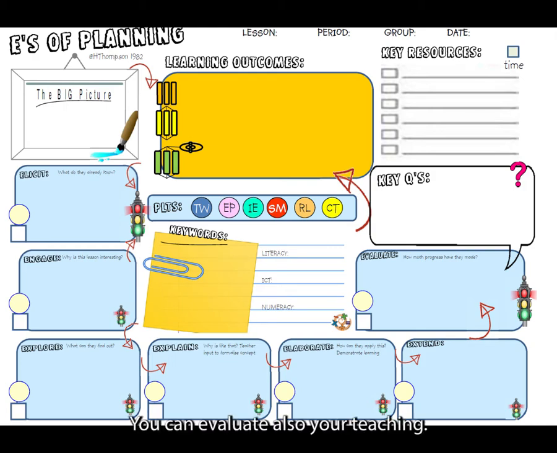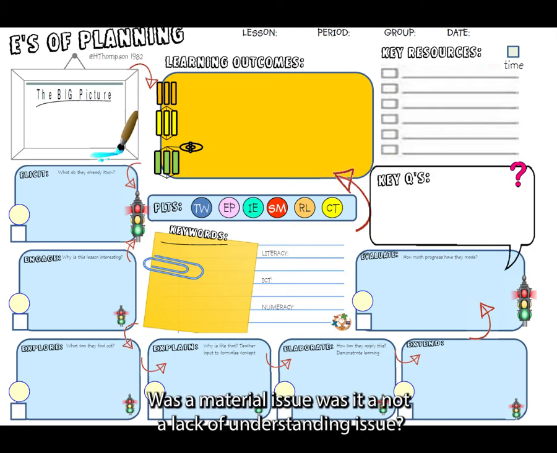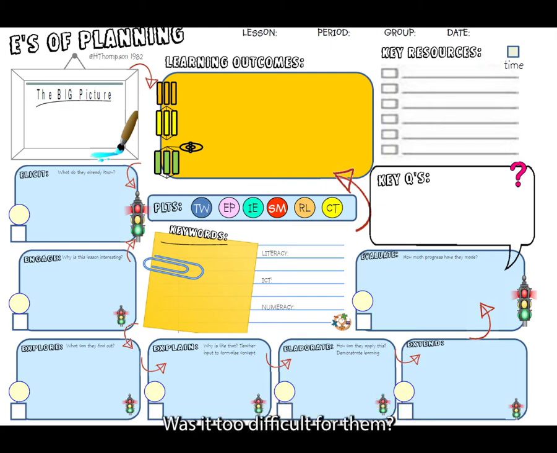You can evaluate also your teaching. Did the activities go well? If they did not go well, why didn't they go well? Was it a material issue? Was it a lack of understanding issue? Was it too difficult for them? Things like that. That can happen.